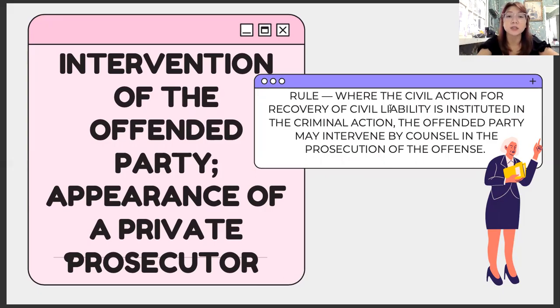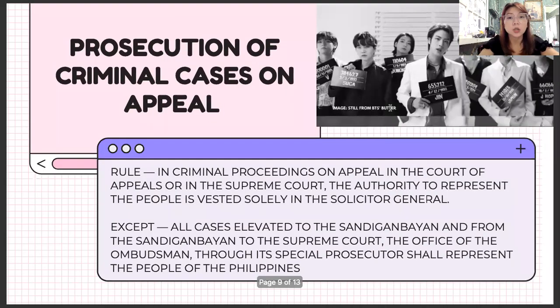It is because of the existence of the civil liability involved in a crime that the offended party is allowed to intervene in the prosecution of the offense. May exception ba dito? So the exceptions are when the offended party waives the civil action, reserves the right to institute it separately, and institutes the civil action prior to the criminal action. Ito yung tatlong exceptions. So we go now to the prosecution of criminal cases on appeal.